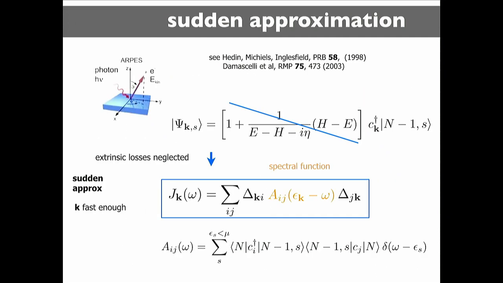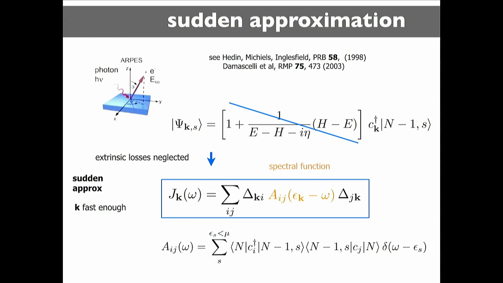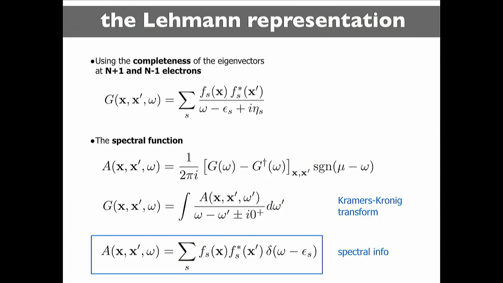Okay, so I've said before that what we end up having here in the spectral current, in the photoemission current, is actually the spectral density that has this definition here. And now you can recognize that these are really related to these here. Just a basis change, but this is exactly the product of those Dyson orbitals.